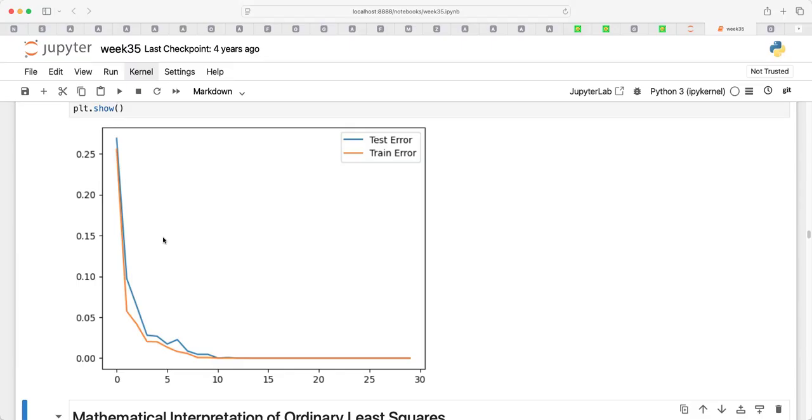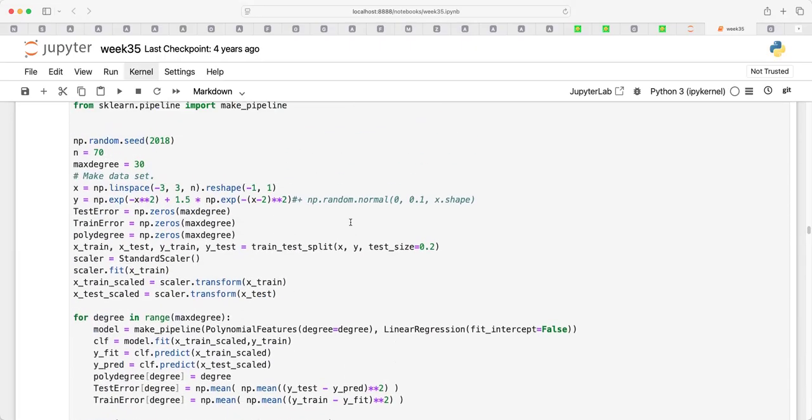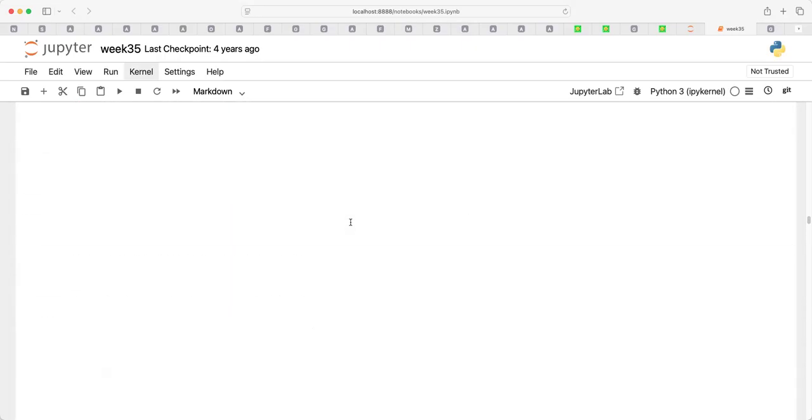Okay, so let me go back a little bit here. And I'm going to, oops, my Jupyter notebook disappeared here. What happened here?